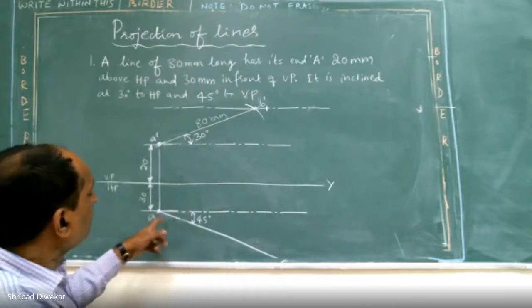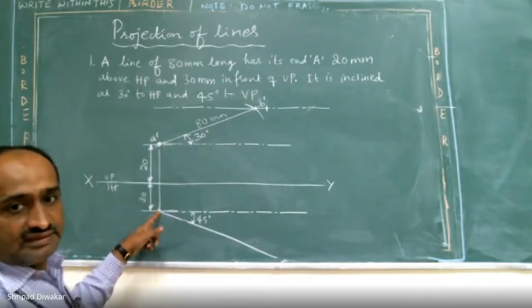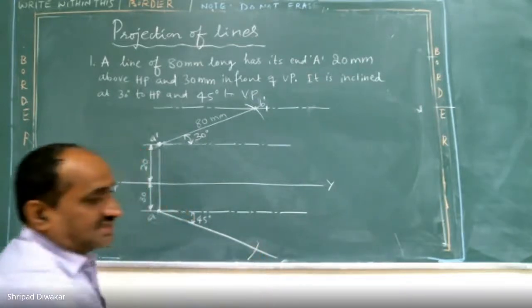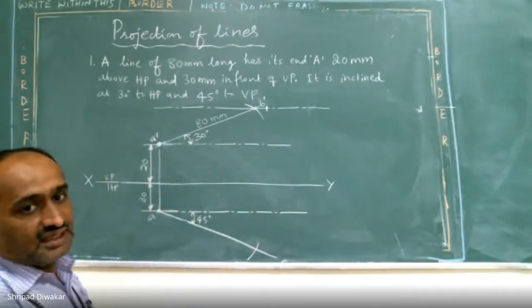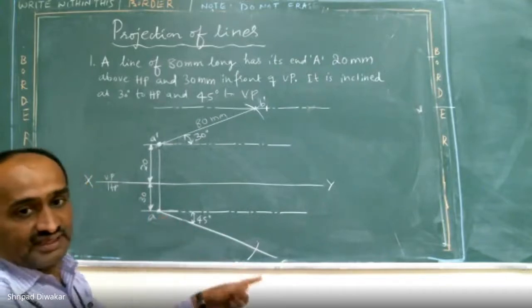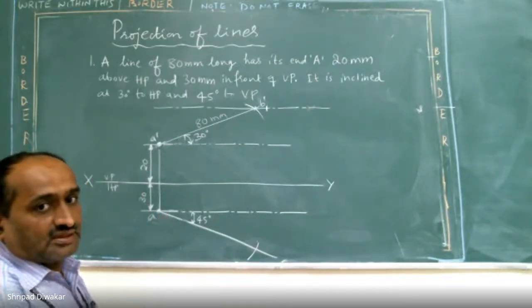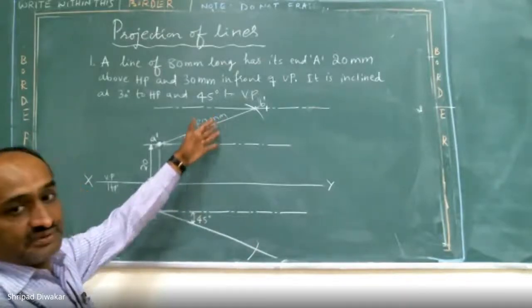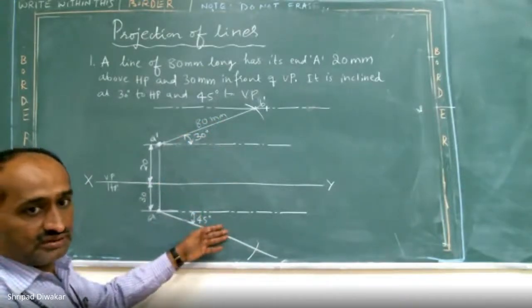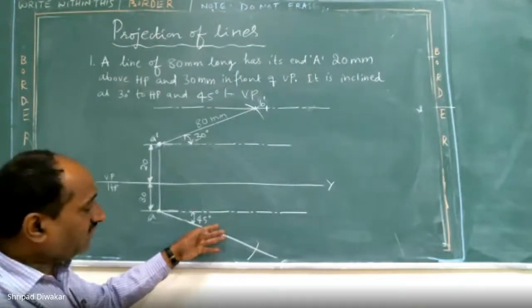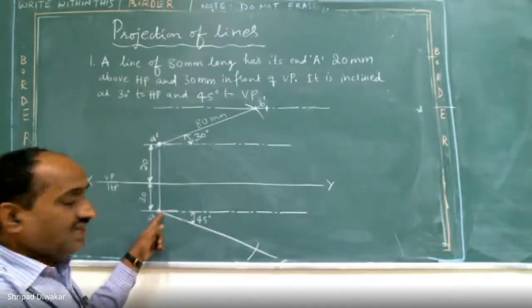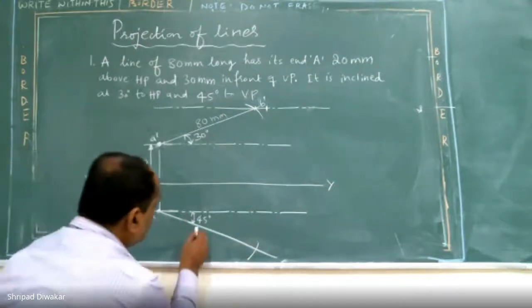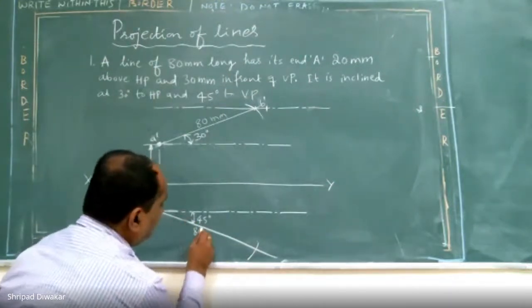What you are going to do? Take A as center, 80 mm as radius, that is your true length, and cut the arc on this 45-degree line. So after locating your true length in the front view, next you are going to draw the true length in the top view. Take A as center, 80 mm as the radius, and cut the arc on the 45-degree line.